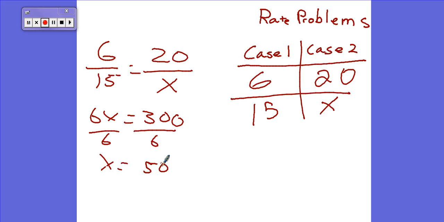Okay? We can also do this. Let's expand on that same concept. If 6 books weigh 15 pounds, how much does 1 book weigh? Sometimes they'll call that a unit rate. How much does it weigh per unit, per one item? 6 books equal 15 pounds. So that's the weight.